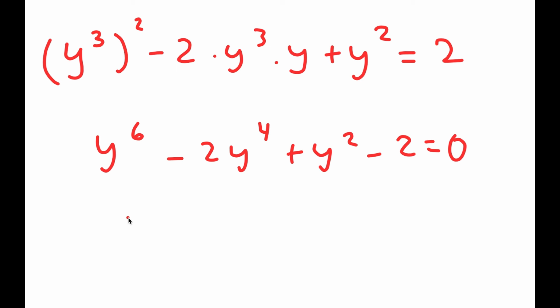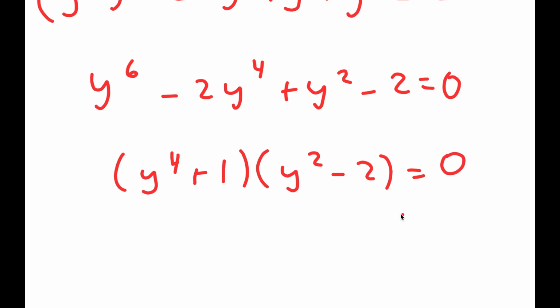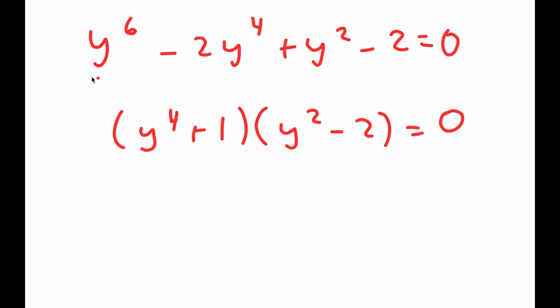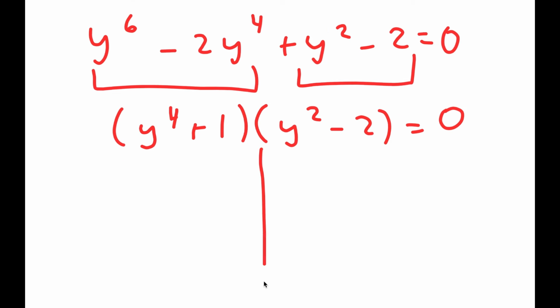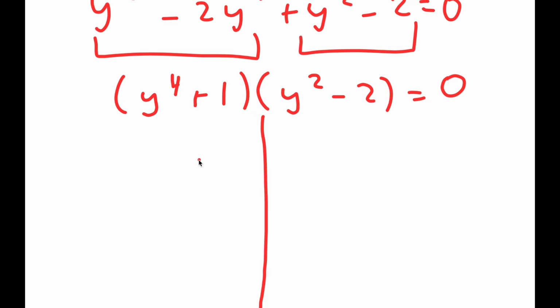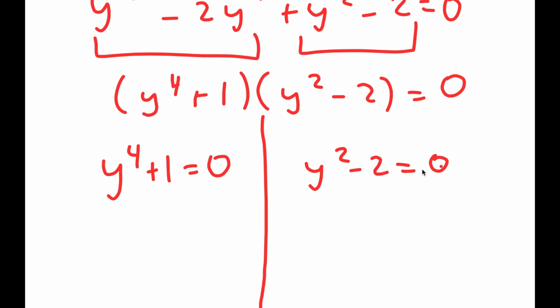Now from here, this turns into y to the power of 4 plus 1 times y squared minus 2 is equal to 0, because we just factored by grouping. So now I get two equations. I get y to the power of 4 plus 1 equals 0, and y squared minus 2 is equal to 0.